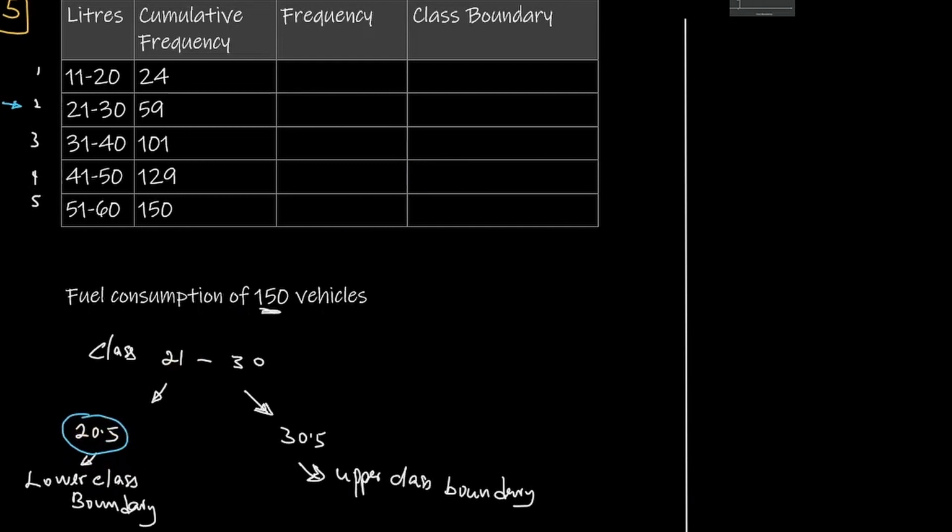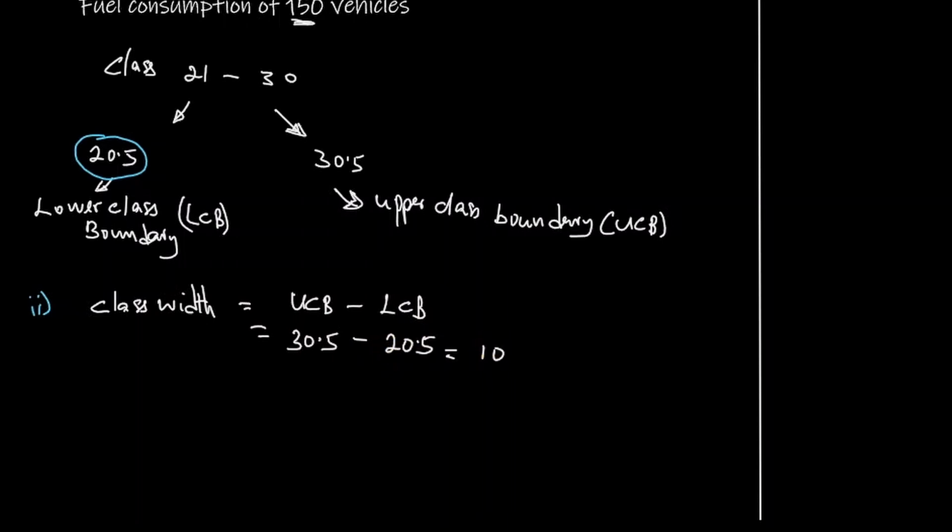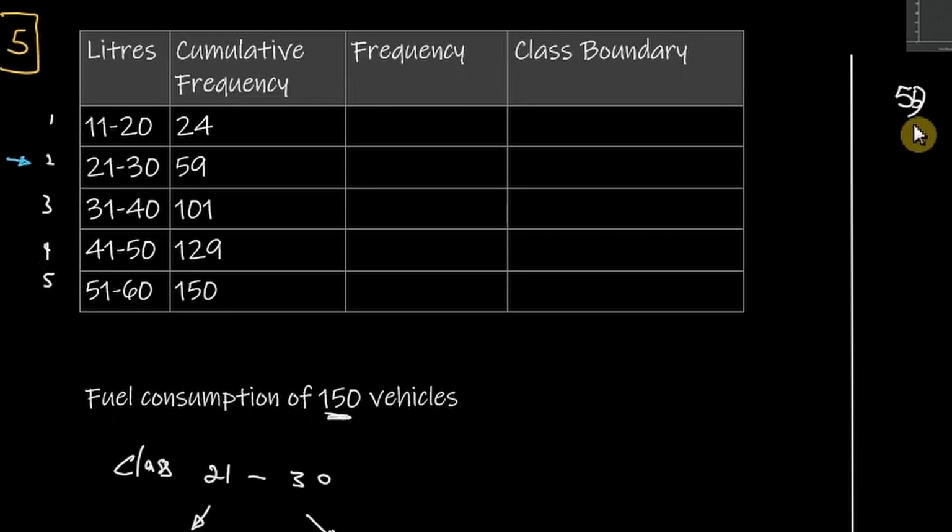The second part of this question is asking for the class width. Let's just write class width. That is defined as the upper class boundary minus the lower class boundary. Let's abbreviate the upper class boundary as UCB and the lower class boundary as LCB. So it's UCB minus LCB, and that works out to be 30.5 minus 20.5, and that is equal to 10. Part 5b is asking for the number of vehicles that were recorded in the class 31 to 40.